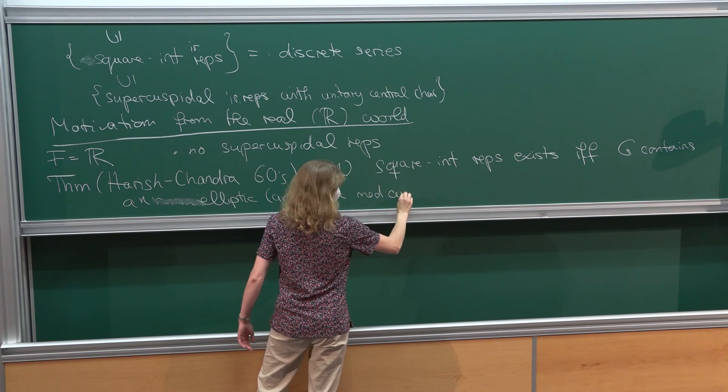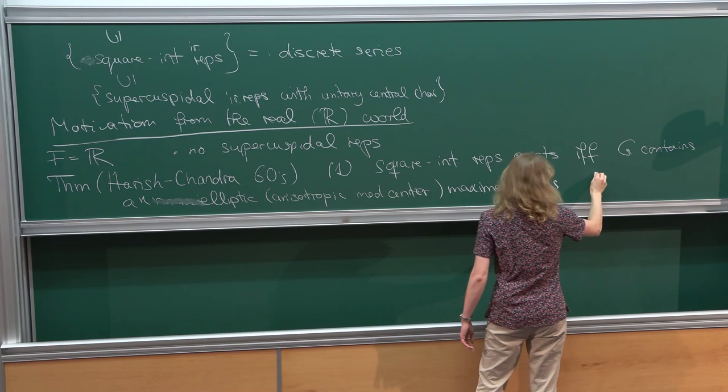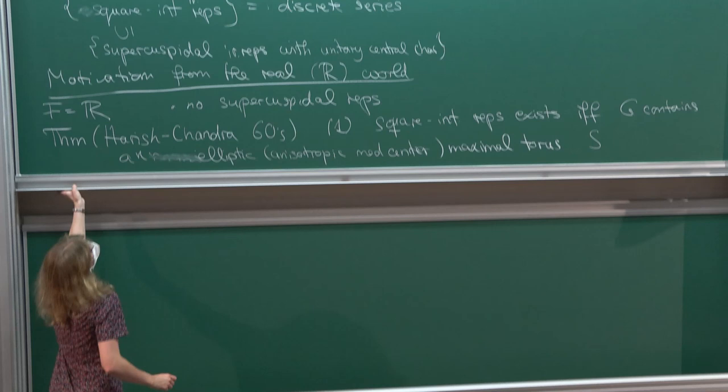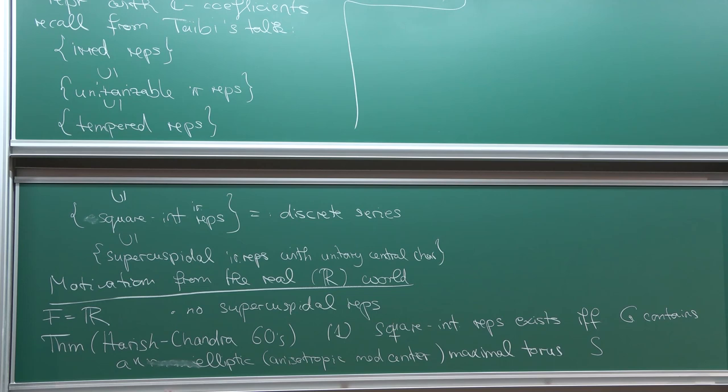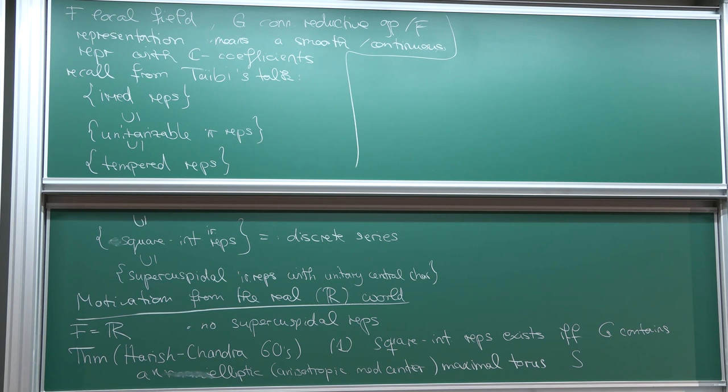Center, maximal torus. And let's give this torus a name, let's call it S. All right. And so in the case that such an elliptic torus exists, he also gave a parametrization, a classification of the discrete series representations.